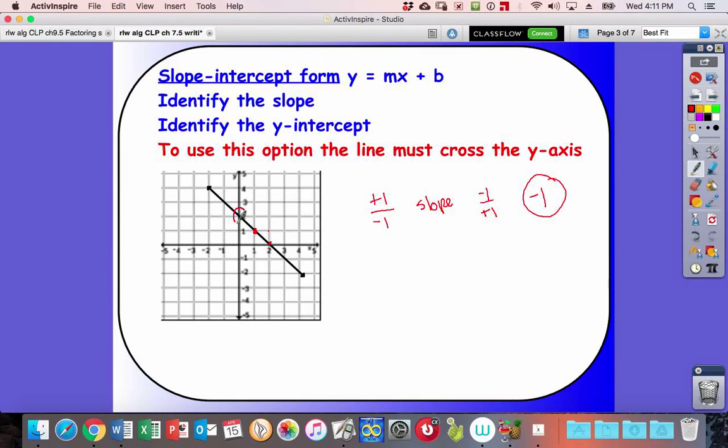Then here's my y-intercept, the point (0, 2), so I know it crosses the y-axis at 2. If I wanted to write the equation of that line, I would say y equals -1x plus 2. Hopefully you remember that. I have a video on that as well. After this one, we're going to show you how to do the inequality.